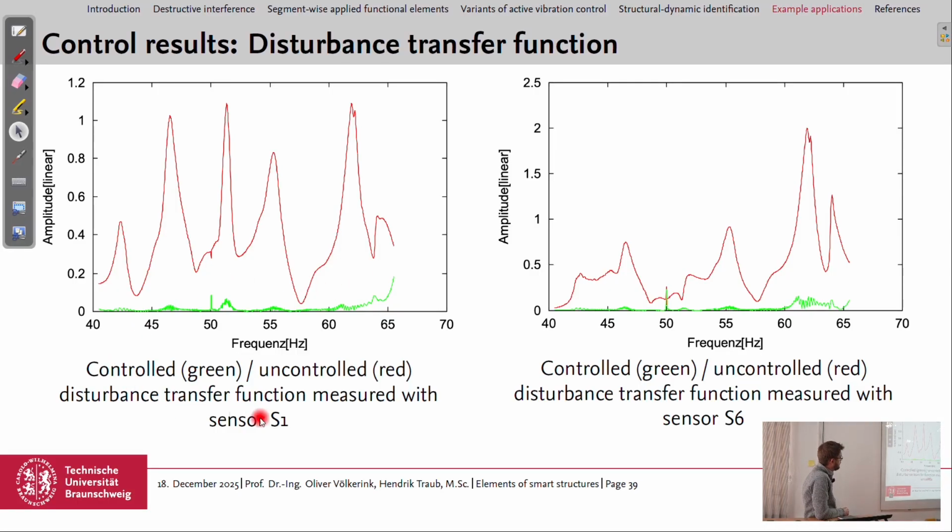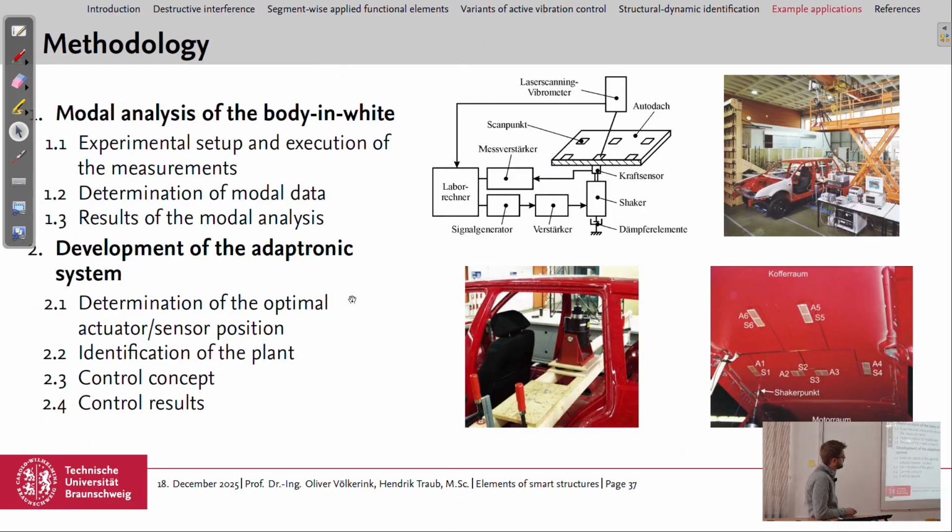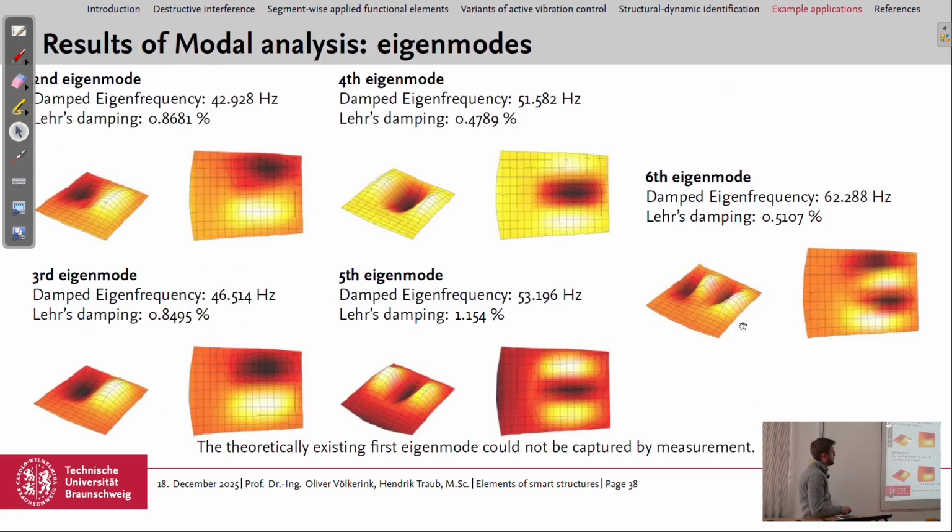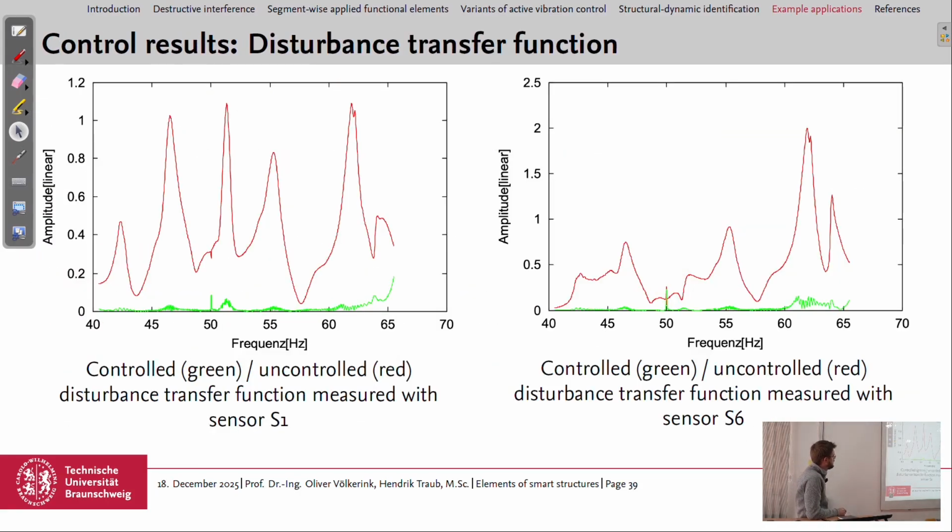We have here for sensor position 1 and 6 the amplitude over frequency. Sensor position 1 is here, this point. So actuator and sensor are placed next to each other. Here's position 1 and here's position 6. So for these two positions, the measurements were plotted, and this is the vibration response for the uncontrolled system. So system installed but uncontrolled.